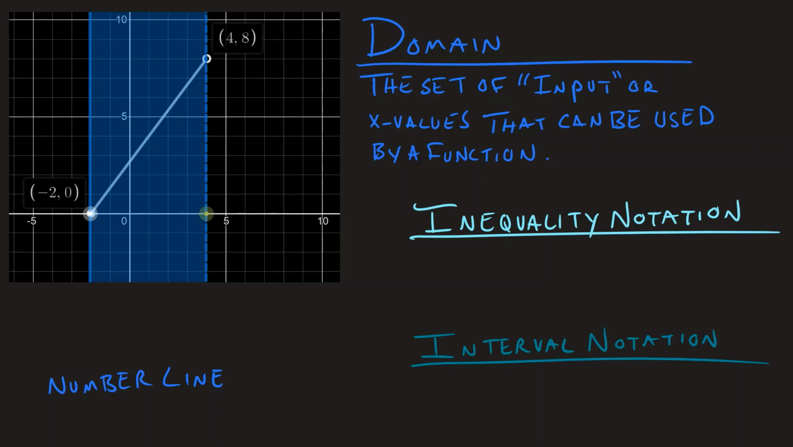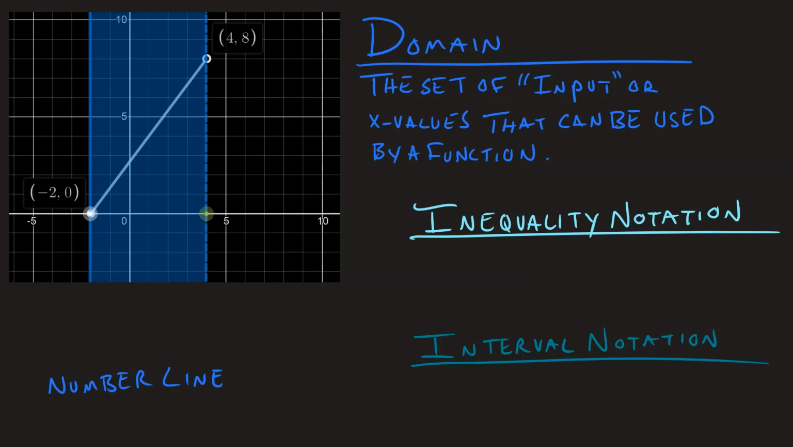So now let's take a look at domain a little bit more closely. Like I mentioned before, domain can be described graphically as the spread or the width of the graph. Think of how far left and how far right the graph goes. What are those boundaries? But we can also think of it in terms of functions. The set of input or x values that can be used by a function represents the domain.